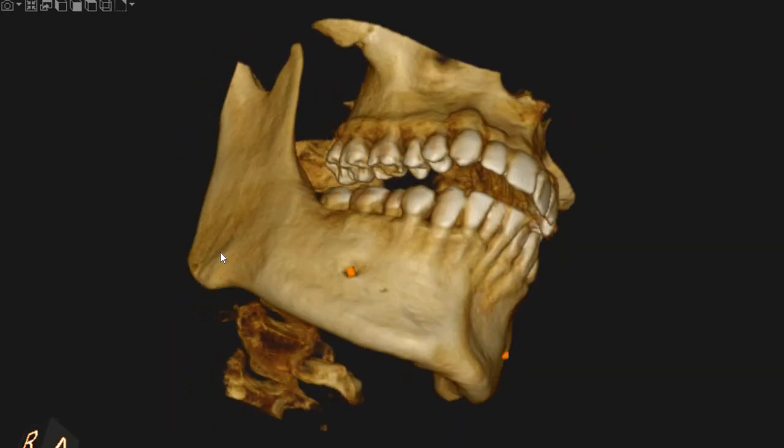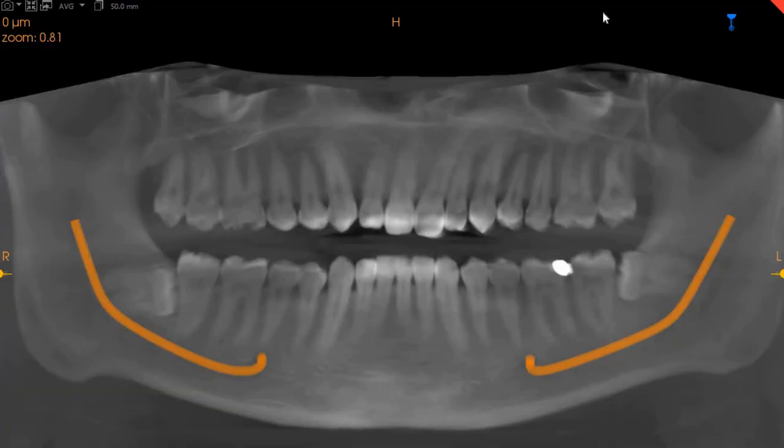This is the CBCT of the patient that you had requested. The area of interest is all four wisdom teeth, starting with the upper right wisdom tooth.